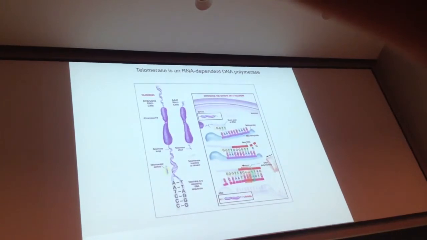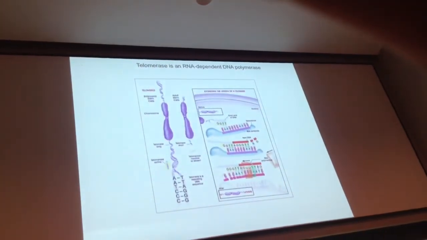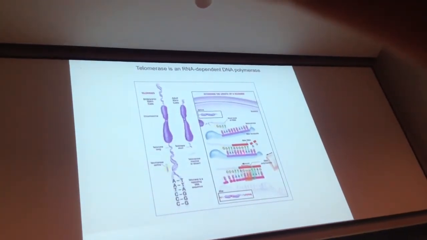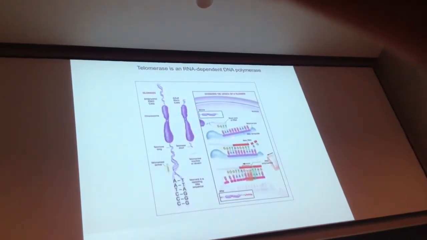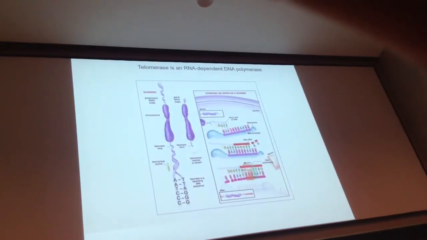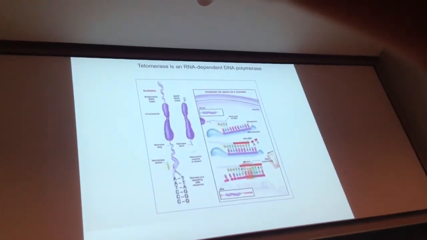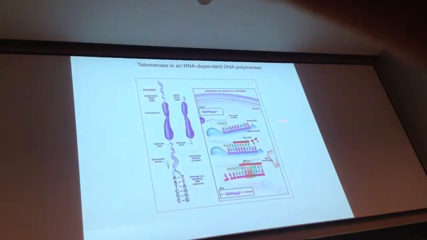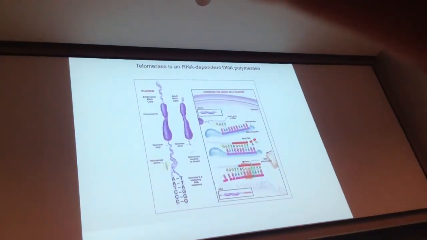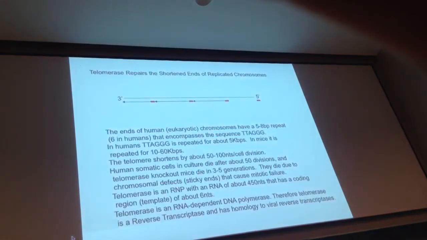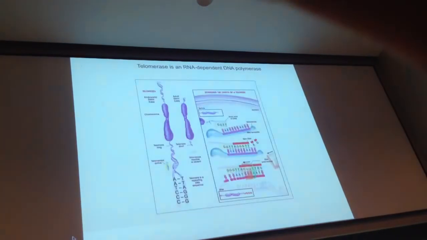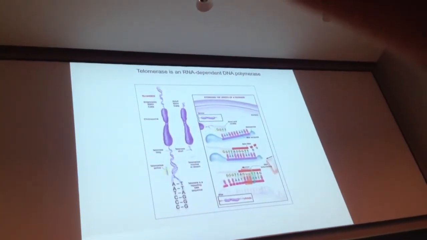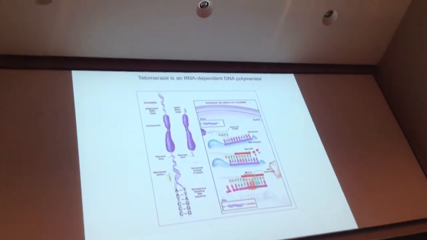And all we've done is added more TTA, wait a minute, where's the G? GG. So we've added more of that repeat. You see what I'm adding? I'm adding this repeat that's here, TTA-GGG. Not T, no T. So the TTA-GGG, we're adding that back on.